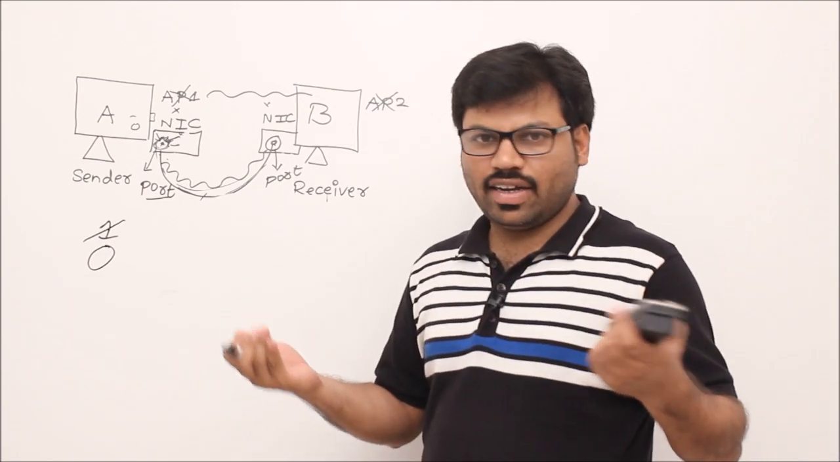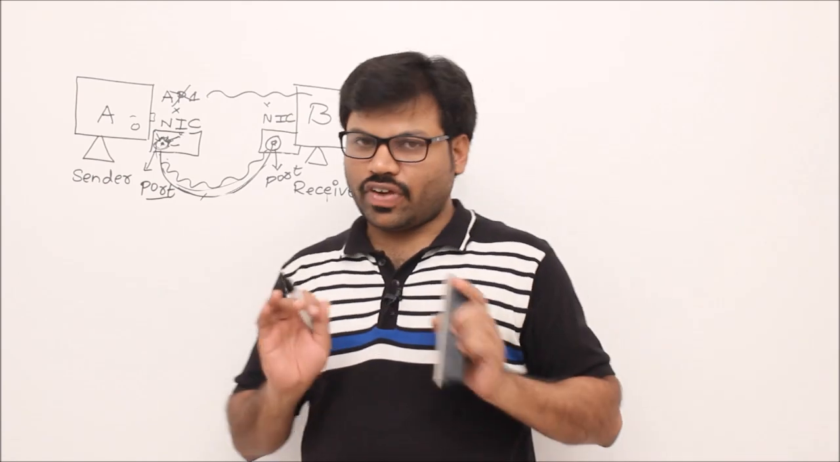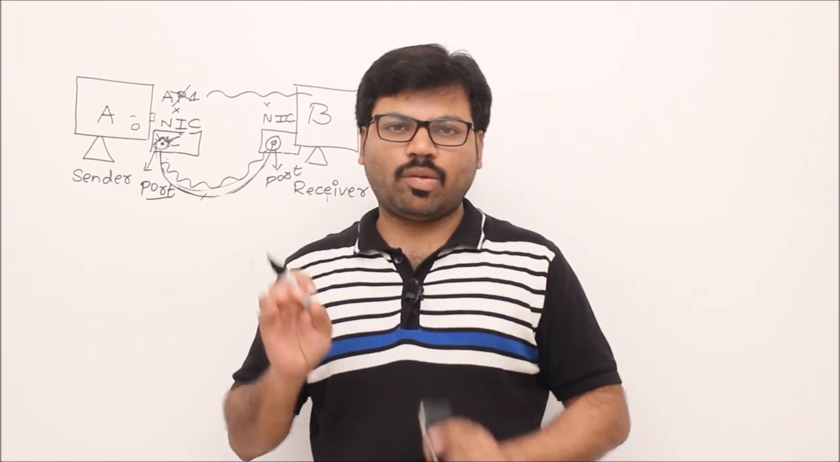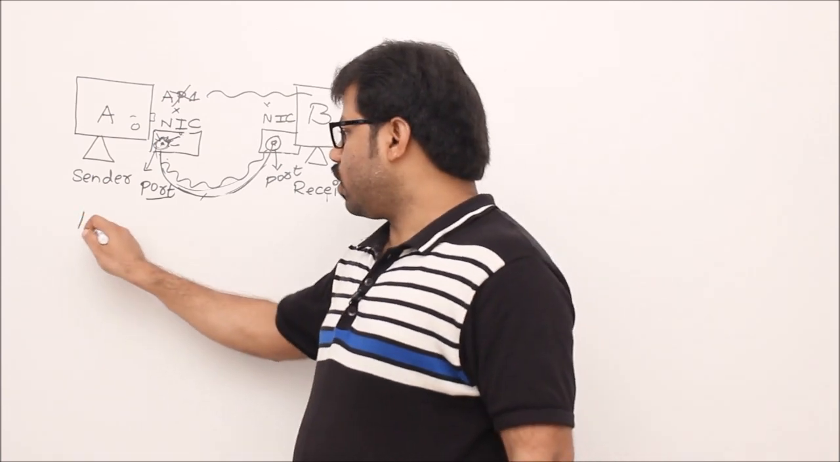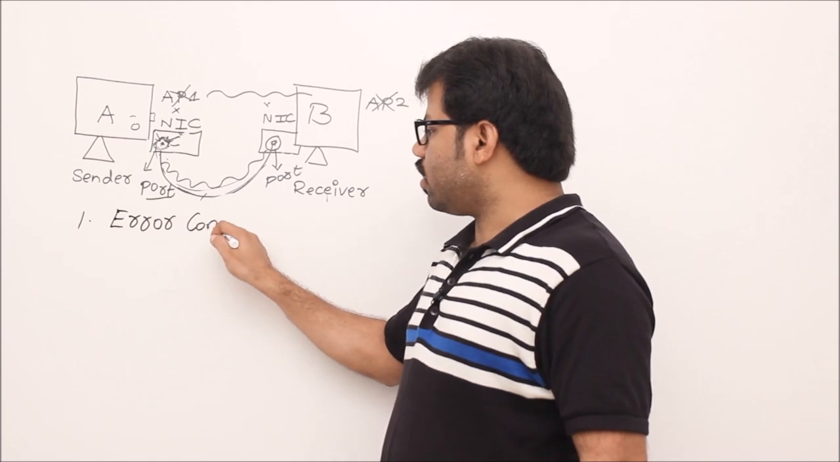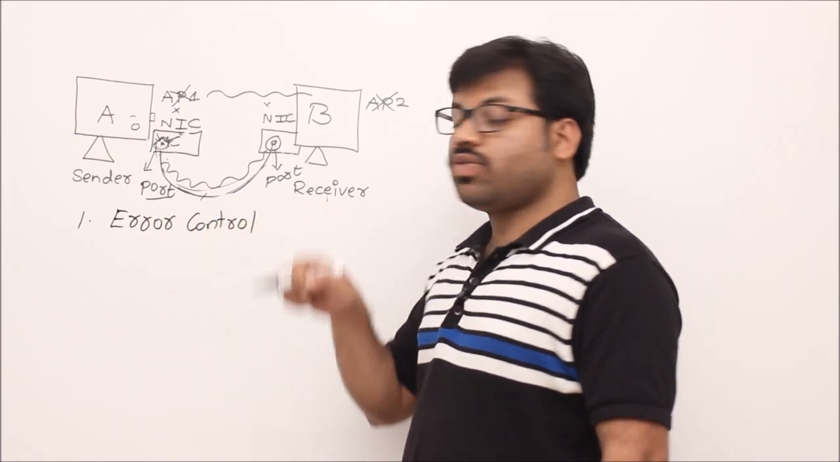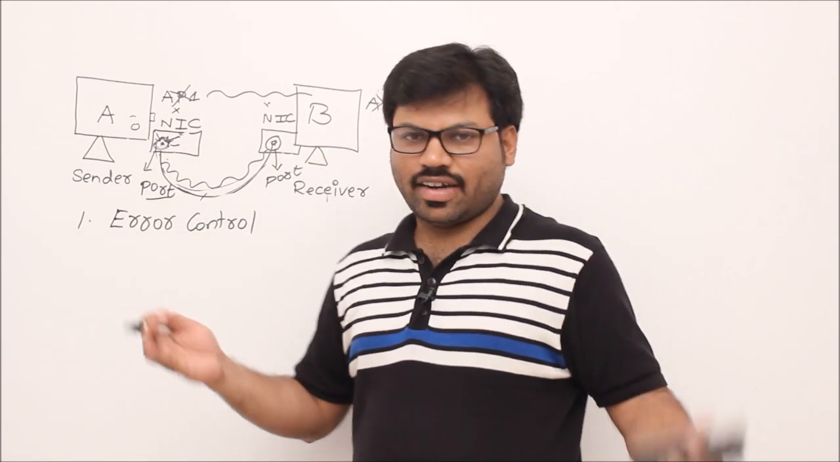Then how to handle it? It is one important thing, right? So this is one general problem any computer network will have, correct? That's why we have to focus on that. That is called error control. How to control the errors? That is one responsibility we have whenever we have two computers which are connected, right?